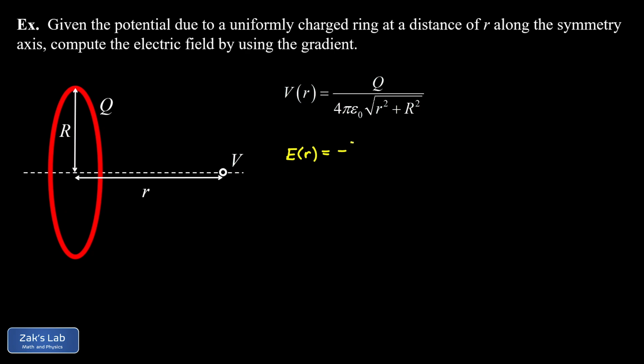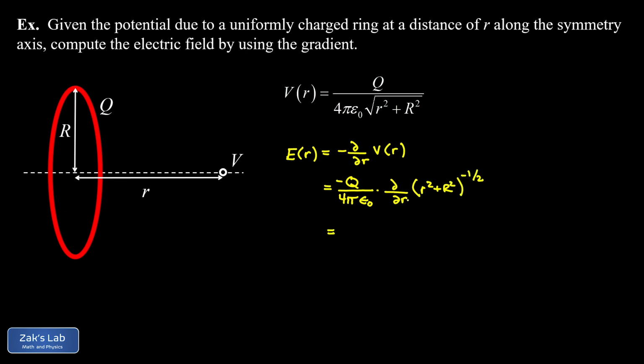E of r is going to be the negative r partial derivative, so negative del r of V of r. So I've got to take the little r derivative of this expression. Now we have a lot of constants hanging out in front. That's our q over 4 pi epsilon 0, and I'll move the minus sign out in front. And then we're taking the r derivative of 1 over the square root of little r squared plus big R squared. Well, I could write that as little r squared plus big R squared to the negative 1/2 power.